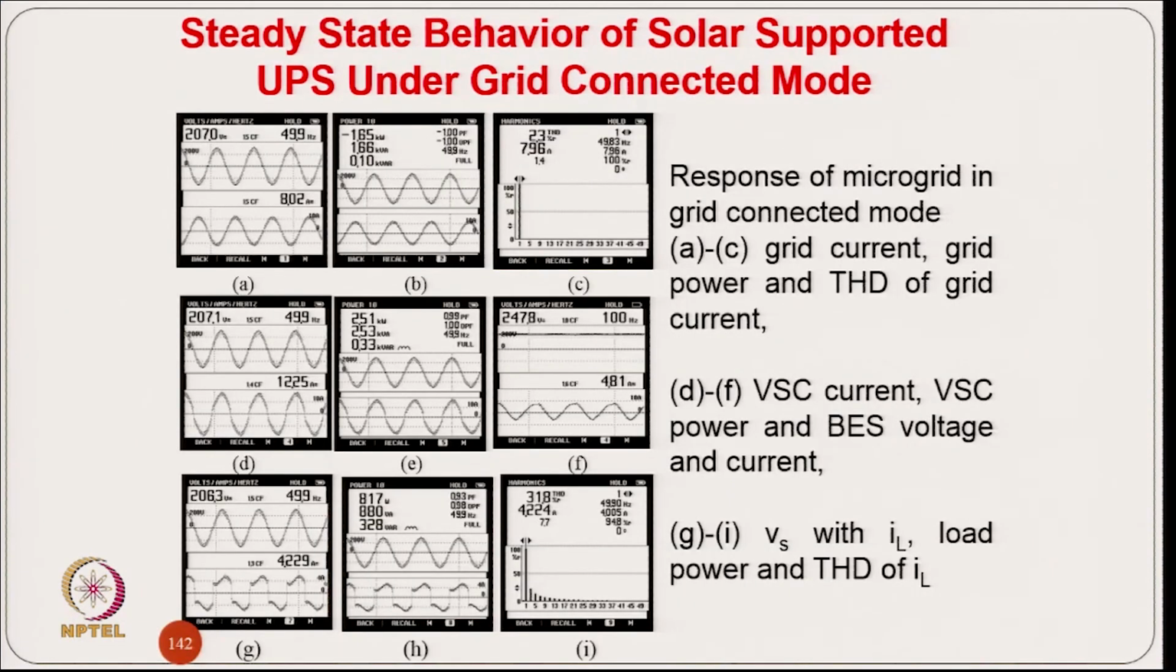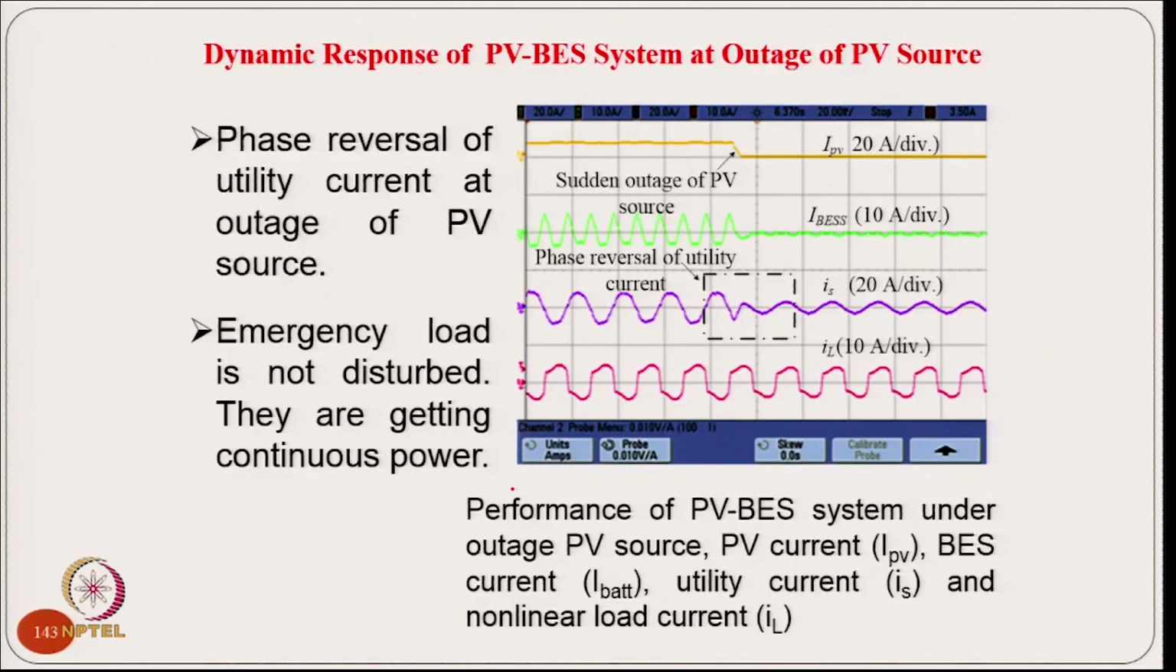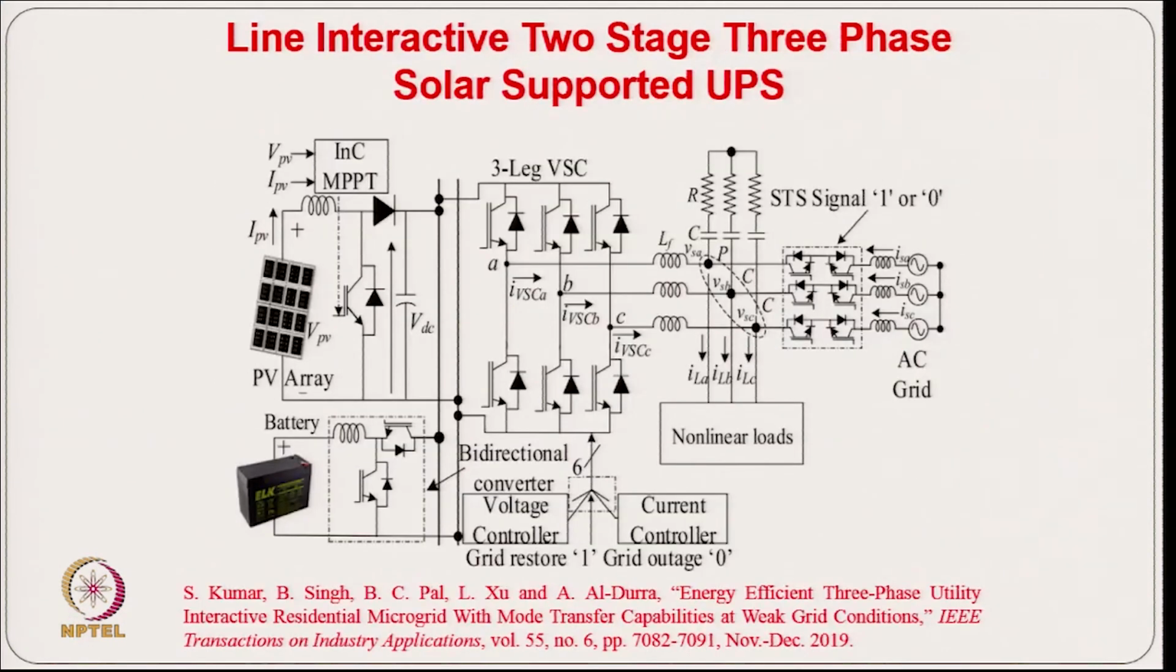And this is the case in grid-connected mode, with 2.3% THD, even though the load current THD was quite high. And when you have a solar generation outage, say in the night, you are still able to feed the load with sinusoidal current. So this inverter works as an active power filter in this mode also.